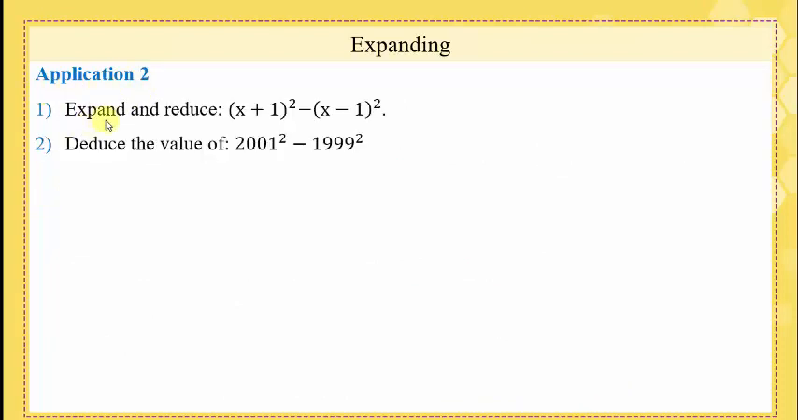Application 2, Part 1. Expand and reduce (x + 1) perfect square minus (x - 1) perfect square. Part 2. Deduce the value of 2001 square minus 1999 square. Please pause the video and try to solve it.